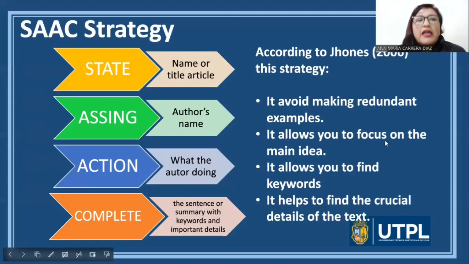The first is the SAAC strategy. According to Valles, a SAA strategy is an acronym made up of the following words. State, that will be the name or title of the article, book, or story. Then we'll have assign. Assign means the name of the author. Action, that is what the author is doing. And complete, or which is the summary that contains the keywords.